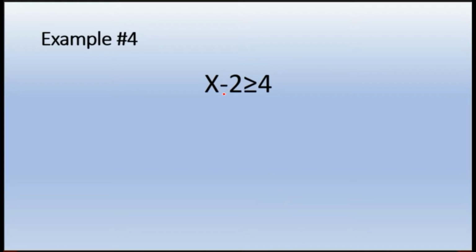This one is another subtraction, so I'm going to add to get rid of it. Negative 2 plus 2 is 0. Make sure you do it to both sides to balance everything out. So x is greater than or equal to 4 plus 2, which equals 6.